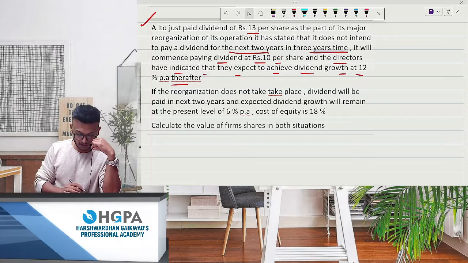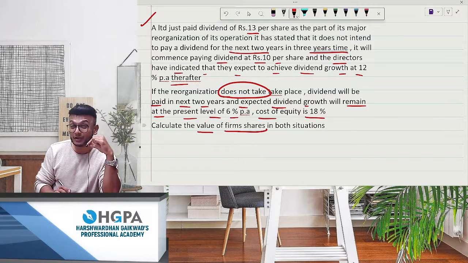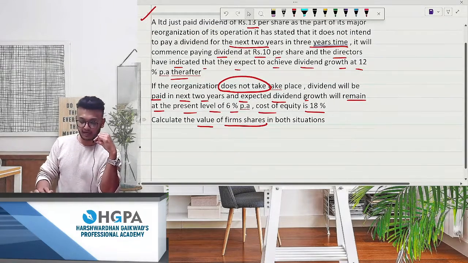If the reorganization does not take place, dividend will be paid in the next 2 years, and expected dividend growth will remain at the present level of 6%. Cost of equity is 18%. Calculate the value of the firm's shares in both situations. Okay, so can I do one thing for you?